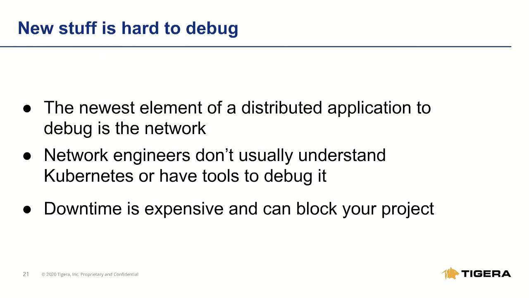And the thing is, when there's networking problems going on, the network engineers oftentimes don't really understand Kubernetes well enough, and they certainly don't have the right tools to go in and debug what's going on. And if you do experience these kinds of problems, the downtime is very expensive. And again, this can really block your project if people start to lose faith.